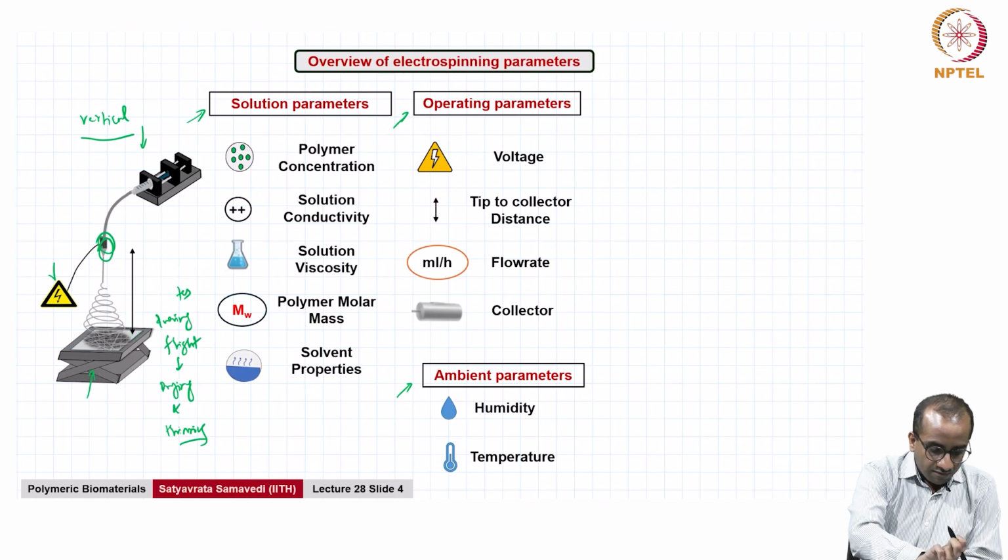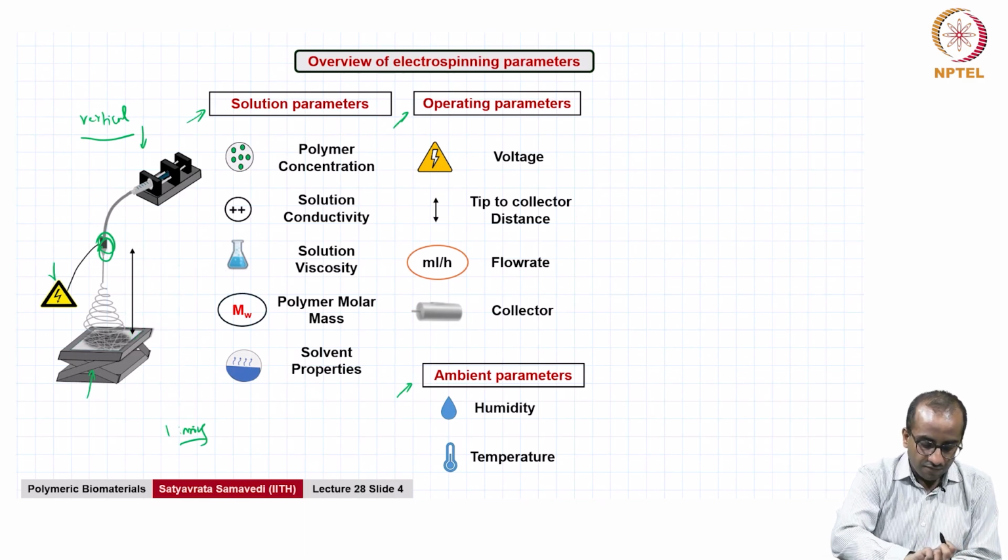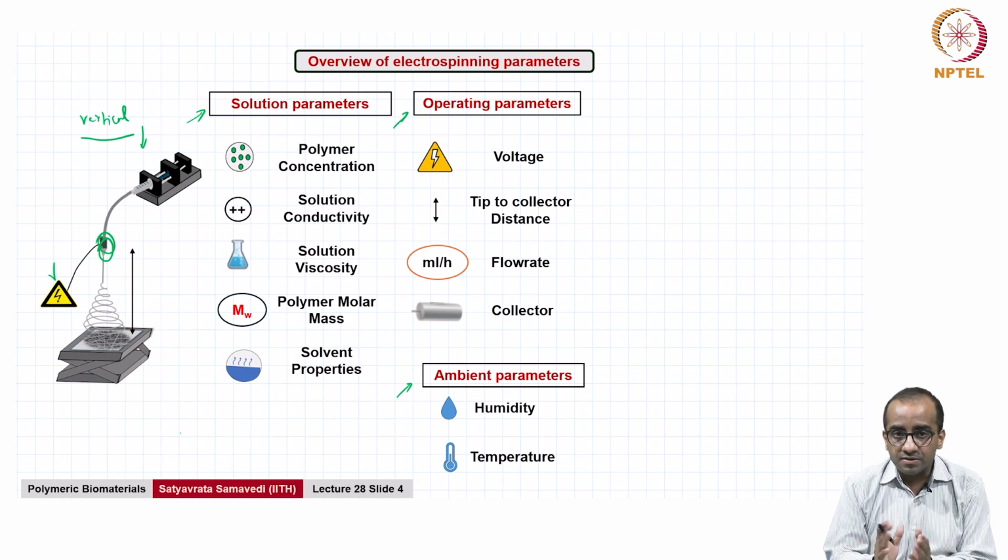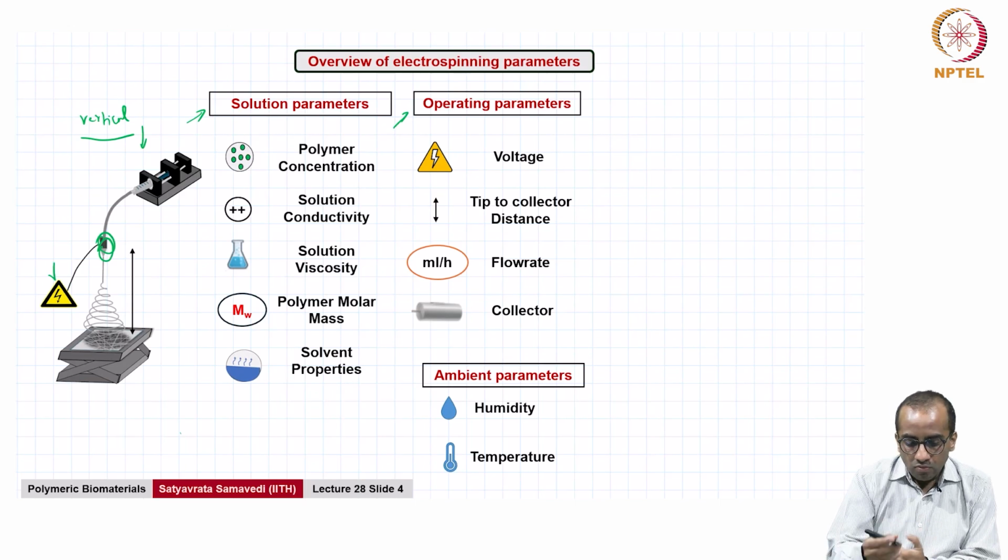Now, this is a fairly complex process, as you can clearly see from the number of operating, solution and ambient parameters that affect the process, and this was just a snapshot, mind you. There are many more factors that affect electrospinning, but this was just to give you an idea of what kinds of factors are involved.